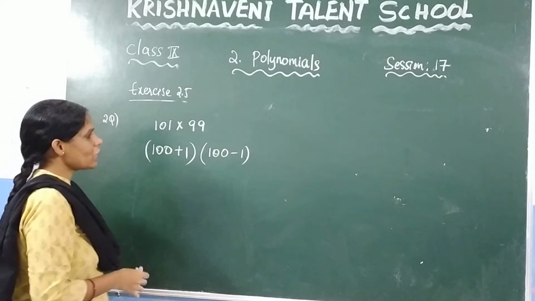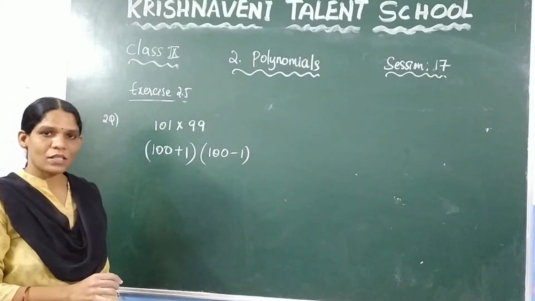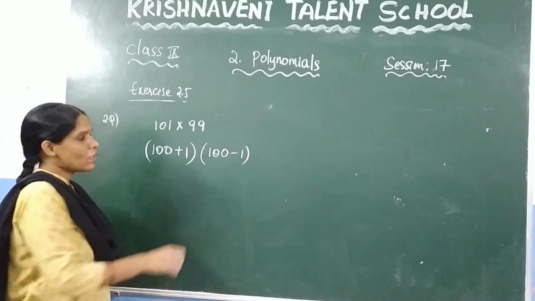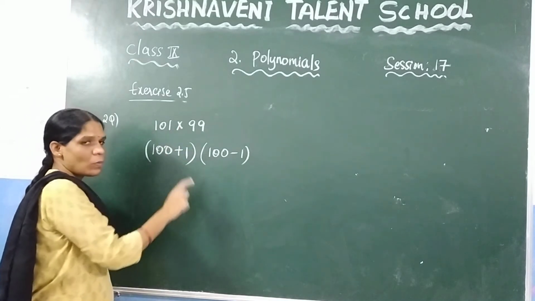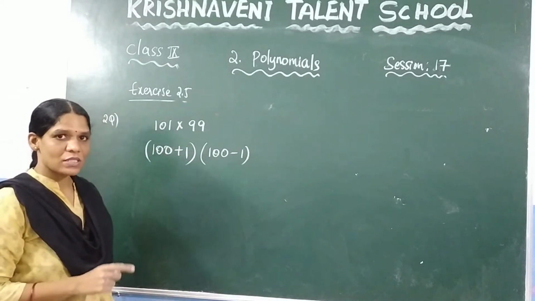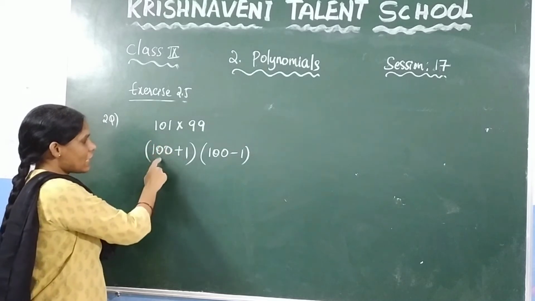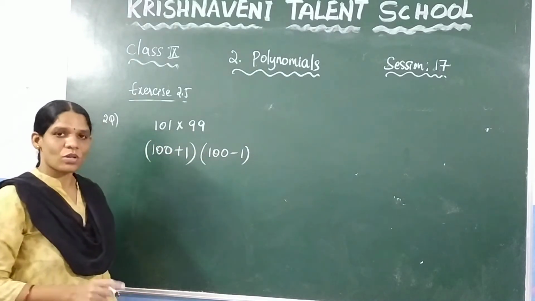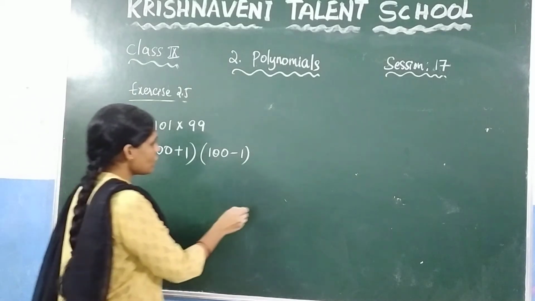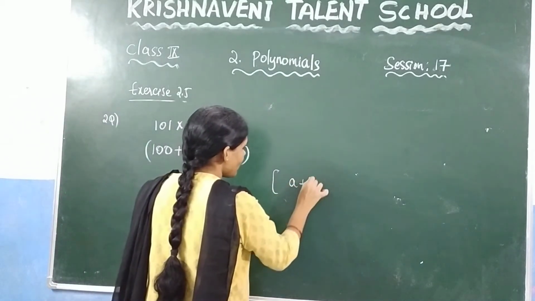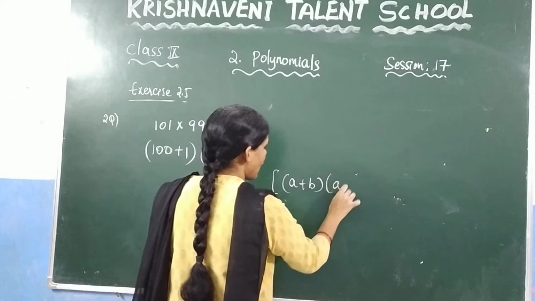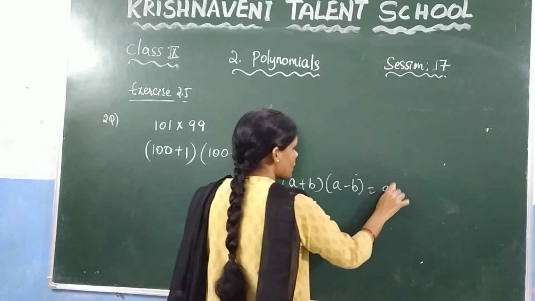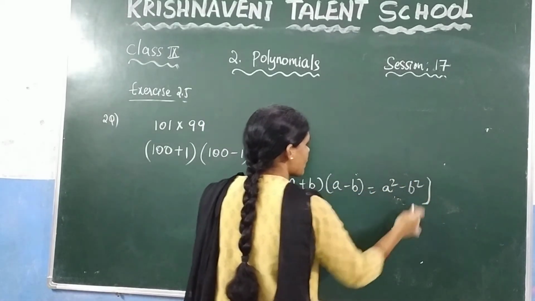There is no need to do the actual multiplication. So here what have we changed? We have changed this into the form of one identity. How? We have written 101 as 100 plus 1 and we have written 99 as 100 minus 1. So after writing this, we got this in the form of (a plus b) into (a minus b). And you know that this is nothing but a square minus b square.